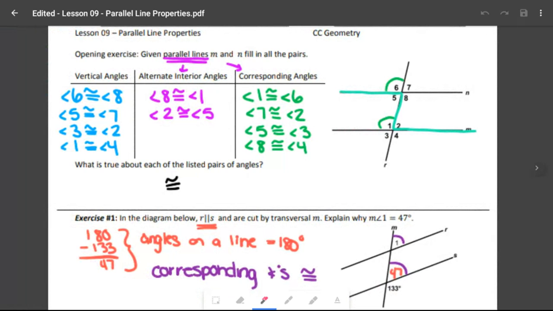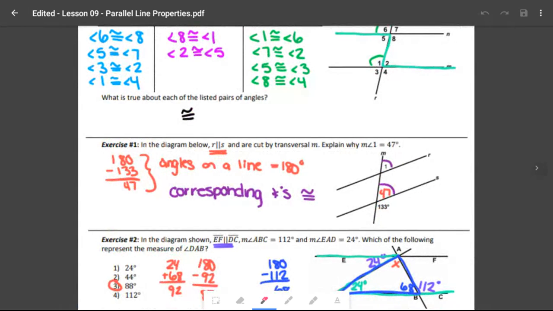Alternate interior angles are more on the special side, where there's only 8 and 1 and 5 and 2, because they're inside, interior, but they're on alternate sides of the transversal. Remember, R is known as a transversal because it's a line that cuts two parallel lines. And the corresponding angles, it's like 1 and 6, where one's inside, one's outside, but same side. So we should have talked about that.